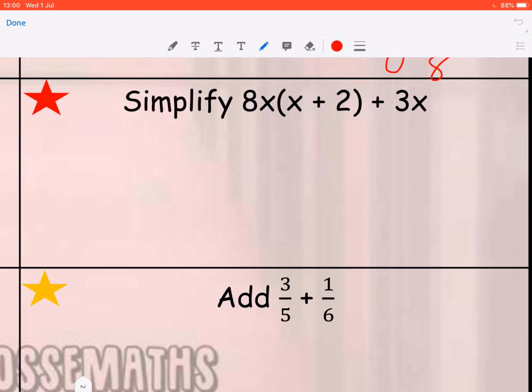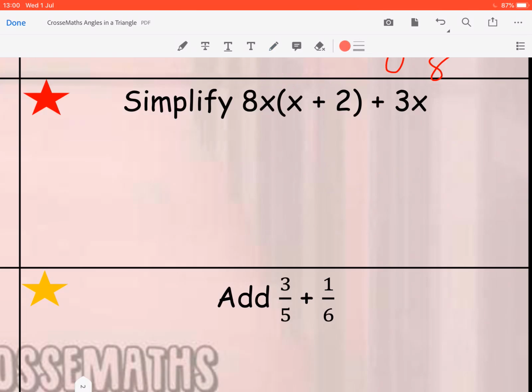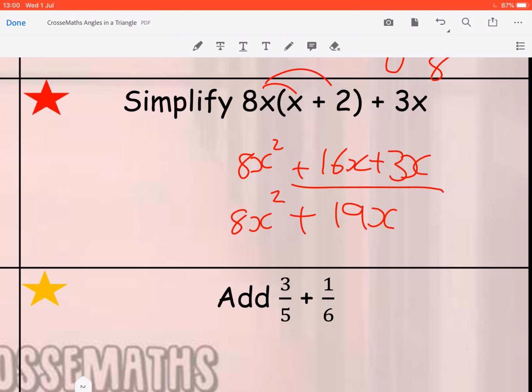With this one, you've got to expand the bracket on the left, but the 3x, you don't touch that yet, that just moves down to the next line. I've got 8x times x, which is 8x squared, and I've got 8x times 2, which is 16x. The middle bits go together. 8x squared moves down to the next line, 16x plus 3x is 19x. And that's it. You can't put that any smaller because x squared and x are different.